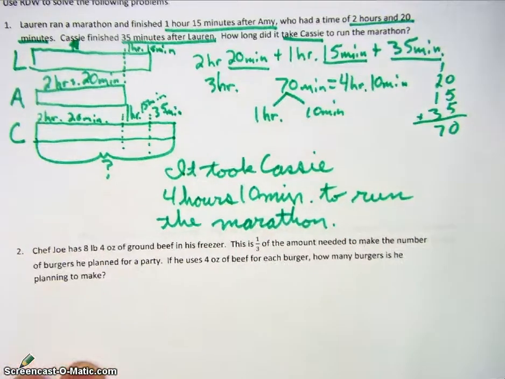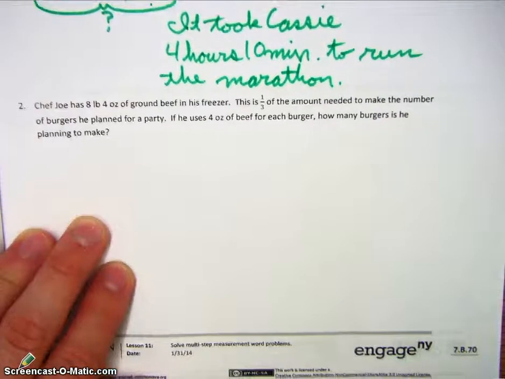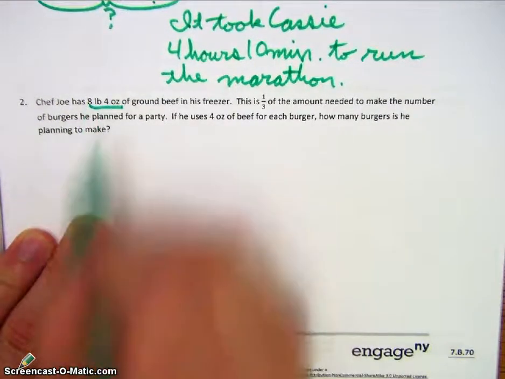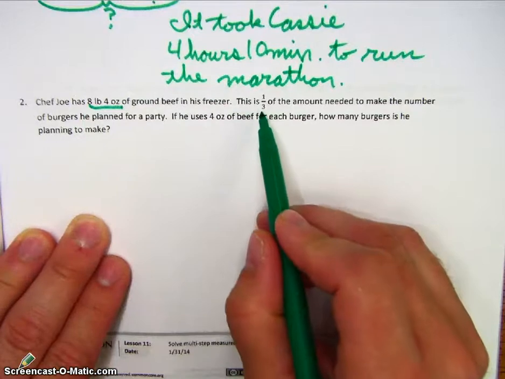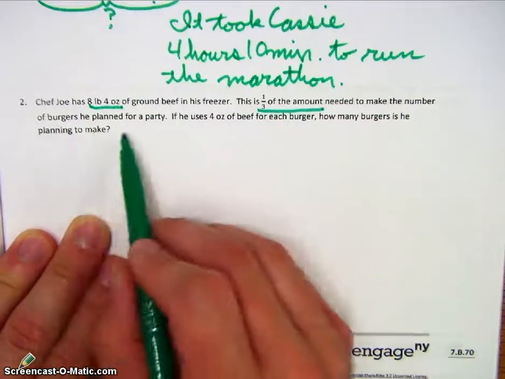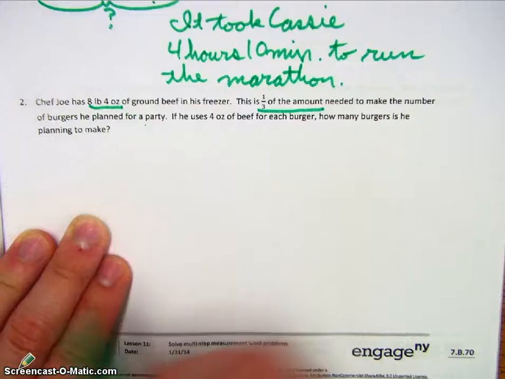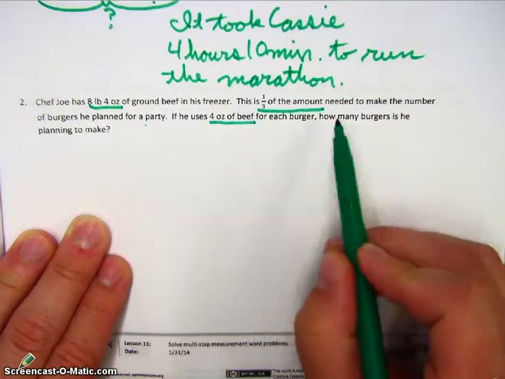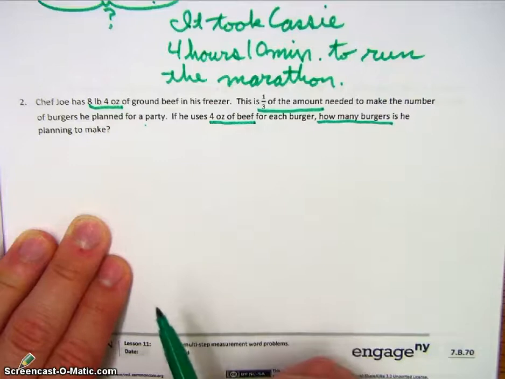Okay, number 2. Chef Joe has 8 pounds, 4 ounces of ground beef in his freezer. Okay, so I'm going to underline that. Now this is 1/3 of the amount needed to make the number of burgers he planned for a party. If he uses 4 ounces of beef for each burger, how many burgers is he planning to make?